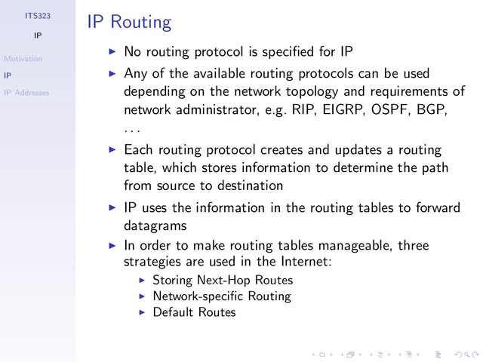A routing table stores for some destination what is the next node in the path. This is the routing table for R1. The first strategy listed here, storing next hop routes, we already know about. That is, we don't store the entire path from R1 to every destination. We just store the destination and the next node in the path. That makes the routing table simpler to manage. It's smaller, easier to update.